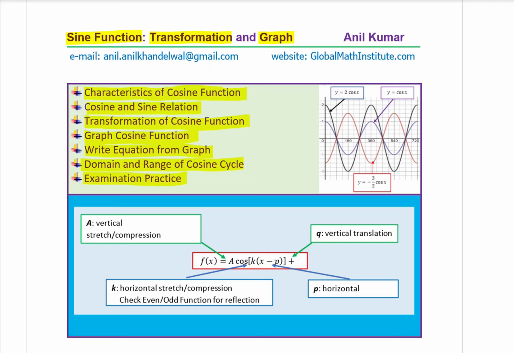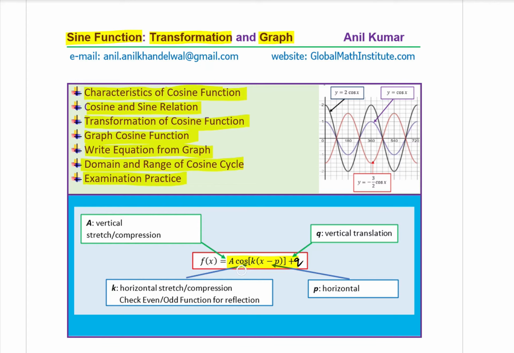As you have earlier also seen while discussing the sine functions, a function could be written as a cos k x minus p plus q. That is the general form of a cosine function. Now, in this general form, capital A gives you the amplitude, which is also the vertical stretch or compression as compared with the graph of cosine x.